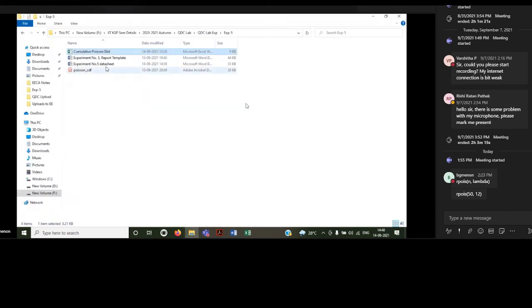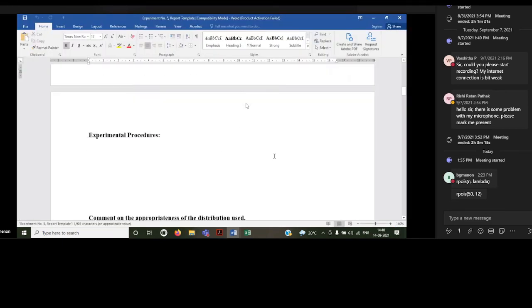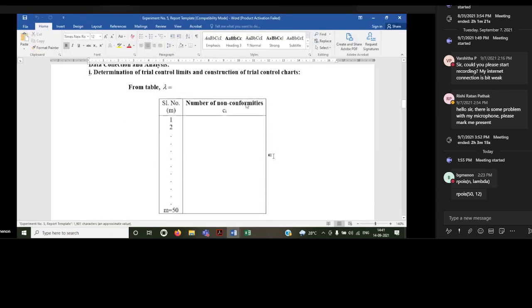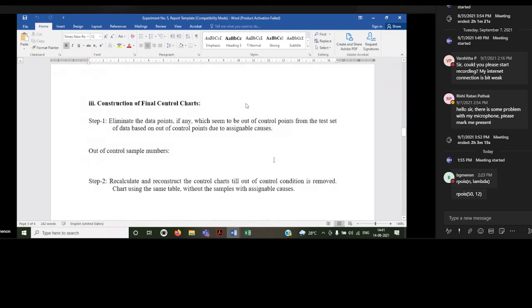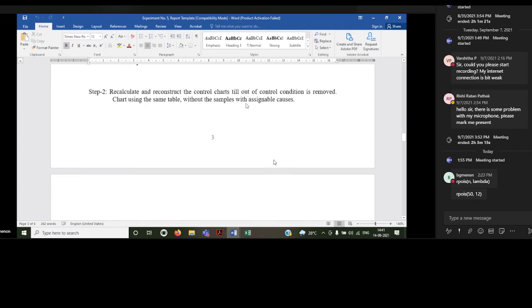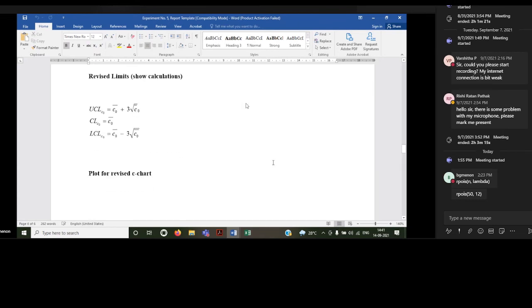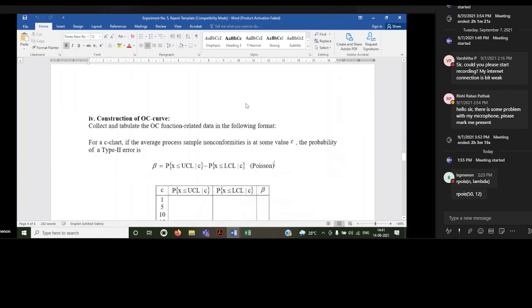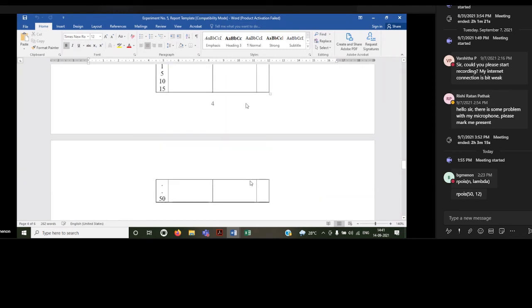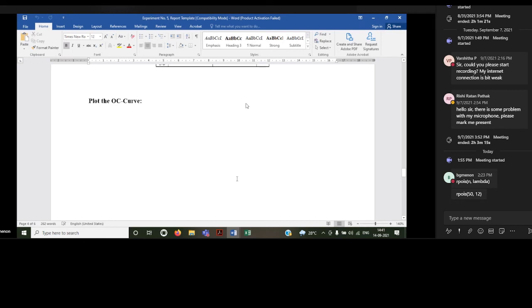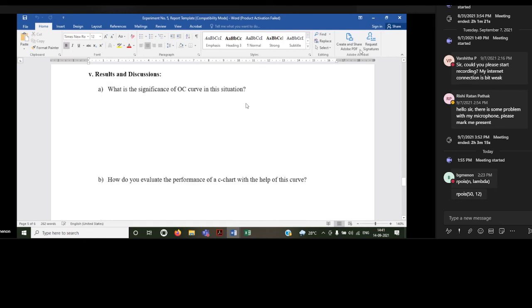Similarly, you can go to the report template. Nothing different. The same way, write the random numbers with Poisson distribution. Plot the trial control charts. If there are some out of control points as you feel, you write the inference and you can remove them, otherwise it is fine. Recalculate the control limits and plot the revised control chart. That recalculated UCL and LCL will be used to calculate beta values. You can use the Excel sheet for that and plot the OC curve, and some questions are there.